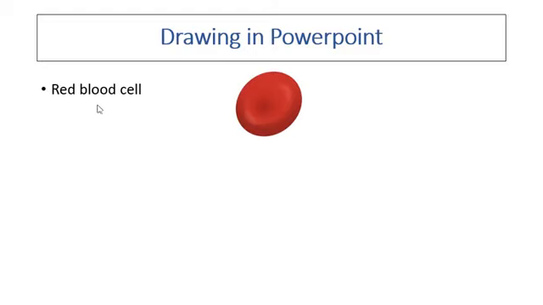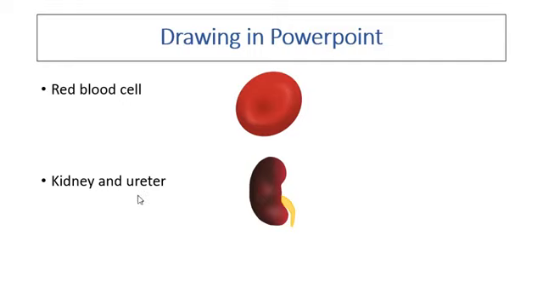For example, if I'm going to give a talk on drawing in PowerPoint, and this is the first picture I want to illustrate, a red blood cell. This is the next picture I want to illustrate, kidney and ureter, and I'm just using simple animation. For the next slide, what I'm going to do is to enlarge this picture so that it covers this picture because we want to focus on this picture.